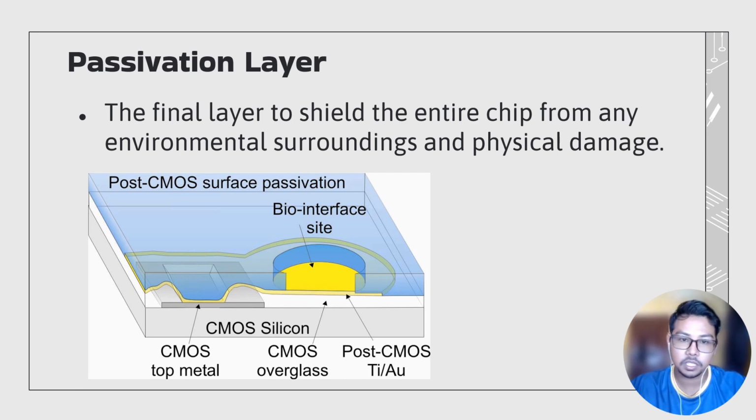Lastly is the passivation layer, which is the final layer of the CMOS, and it will shield the entire chip from any environmental surroundings and physical damage.